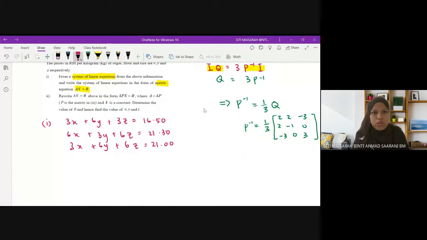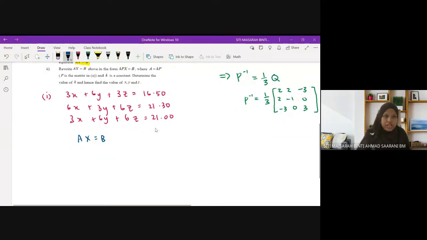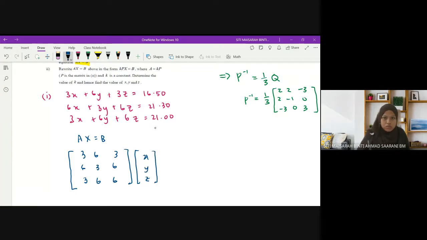Then we want to form matrix AX equals to B from this system of linear equations. So we get A as 3, 6, 3, 6, 3, 6, 3, 6, 6 multiplied by X, where X is X, Y, Z, equals to 16.5, 21.3, 21. This is your B.